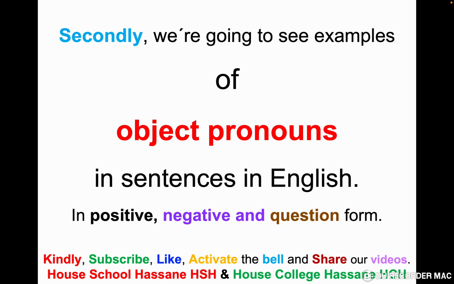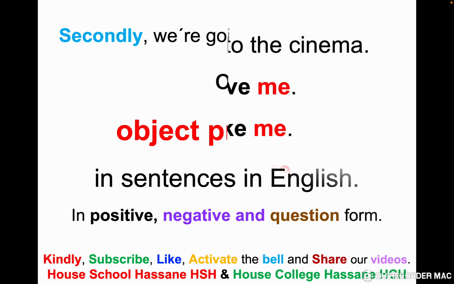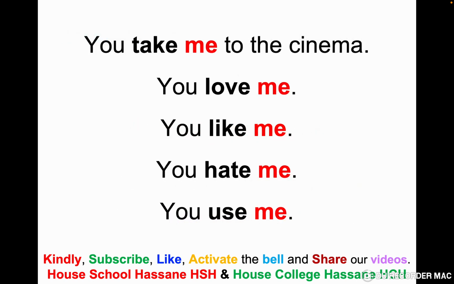Secondly, so we finished with the me, because me is very important to know how to use it. Then you can use the other pronouns the same way. Secondly, we're going to see examples of object pronouns in sentences in English, in positive, negative, and question form. Let's see. The positive form.